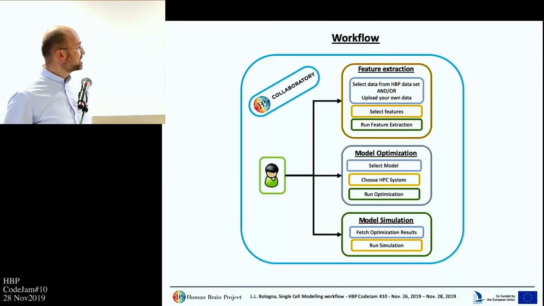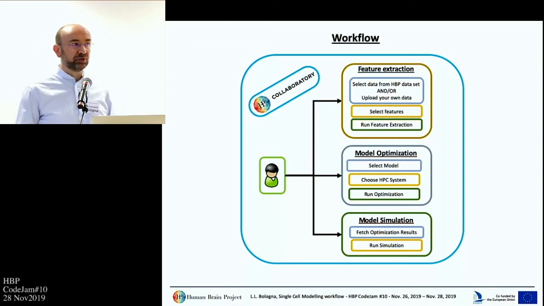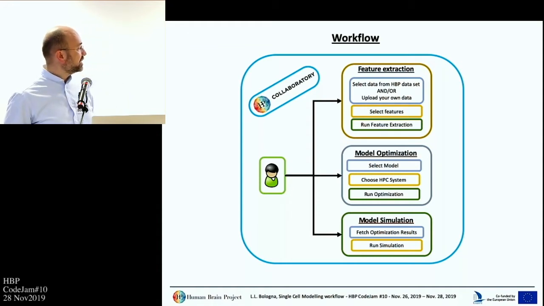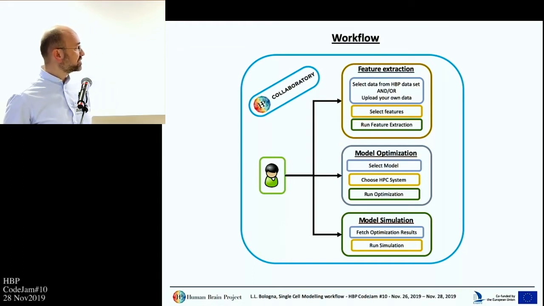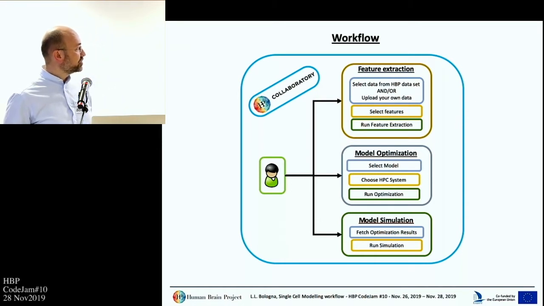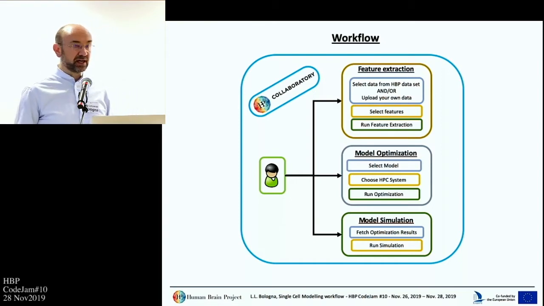So the second step is the optimization. We select a model with a given morphology, with a behavior that we somehow know, and we use the features that we just extracted to optimize the parameters of this model. So this operation takes time and resources, so we submit this job to an HPC system and we run the optimization. Once the optimization step is finalized, we fetch the results back, and finally we'll run the simulation of this model.